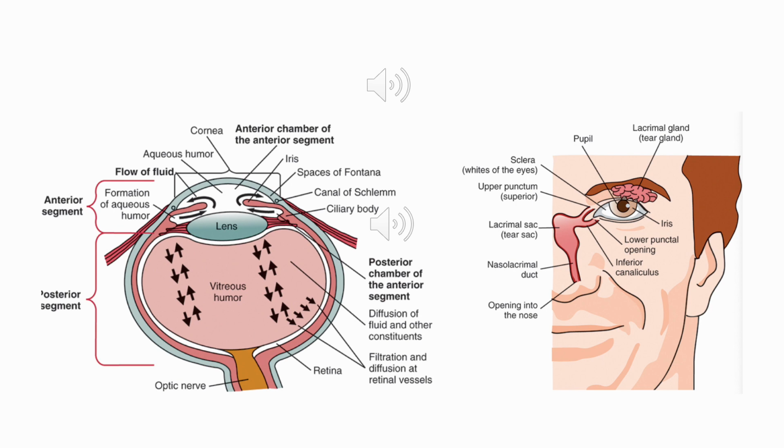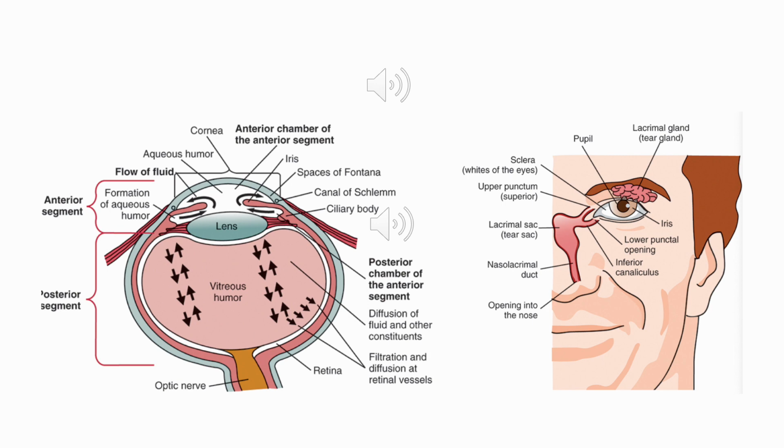Vision results from light moving through the eye and meeting the optic nerve, which connects to the brain. The basic anatomy of the eye: the lacrimal gland, tear gland, lacrimal sac, tear sac, and nasolacrimal duct. The eye is divided into the anterior segment and the posterior segment. The anterior segment divides into the anterior chamber and the posterior chamber.